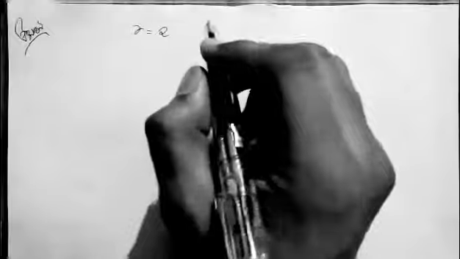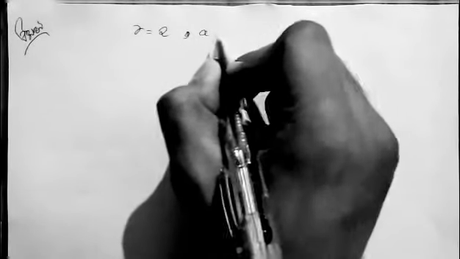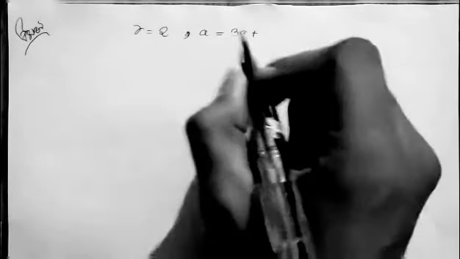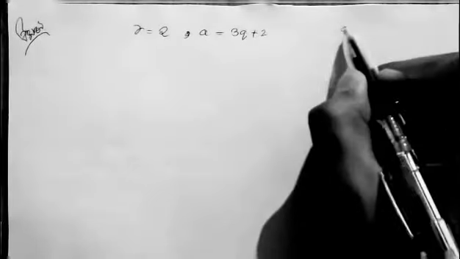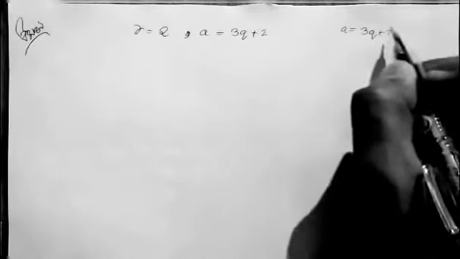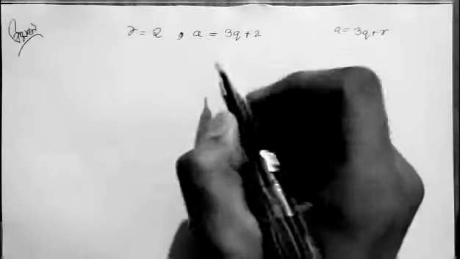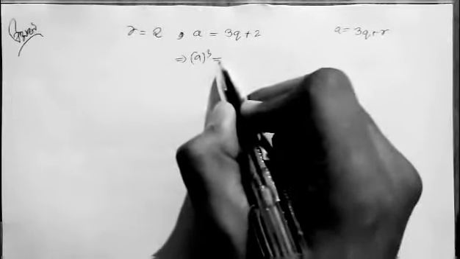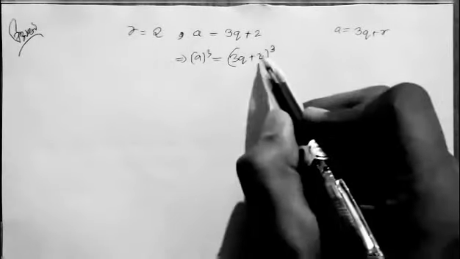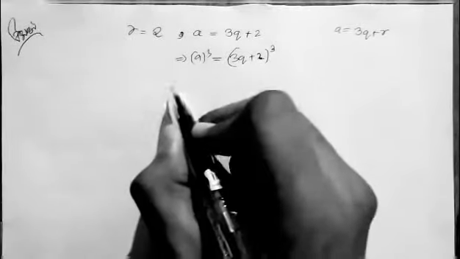So if r is equal to 2, then what will be the expression for a? The expression for a will be 3q plus r, right? So what is the value of r here? 2. So we have just substituted the value of r here. Now again the same procedure, just cube this: a cube equals 3q plus 2 whole cube. I discussed the formula for a plus b whole cube in the last slide. We will now again use that formula.